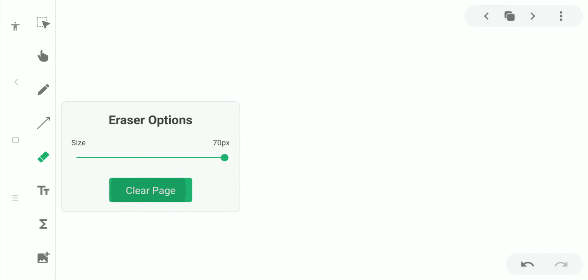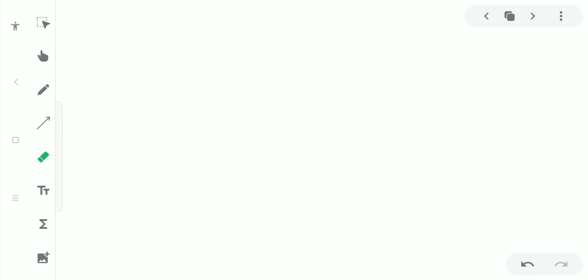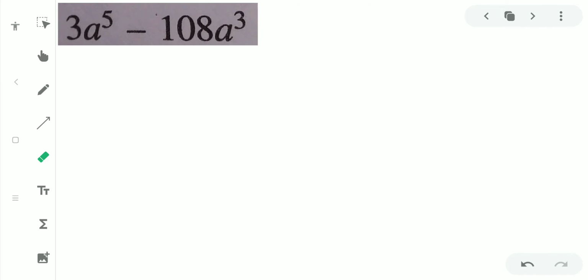And let us go on to the another question, that is second question. The question is on your screen. 3 times a power 5 minus 108 times a cube. So that will be our question. So 3 into a power 5 minus 108 into a cube.